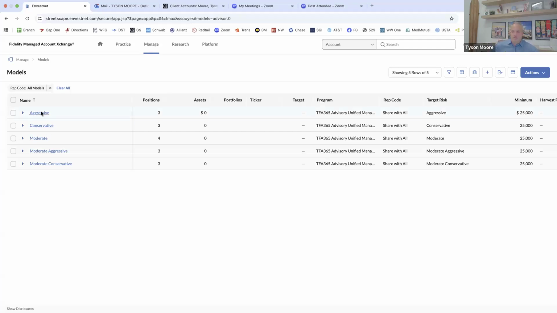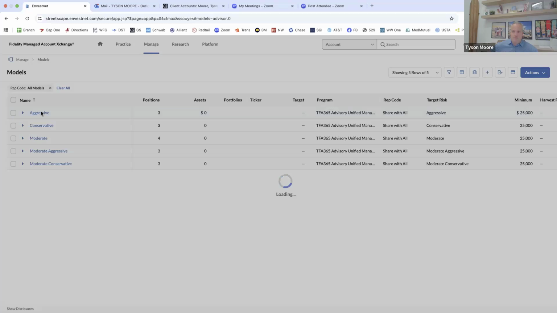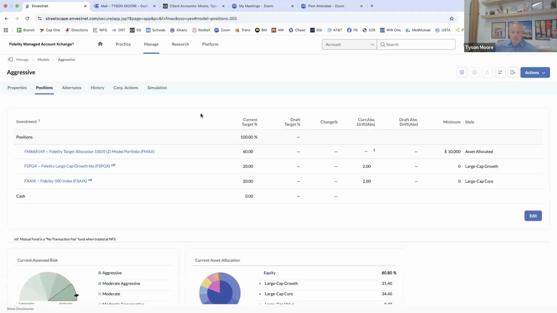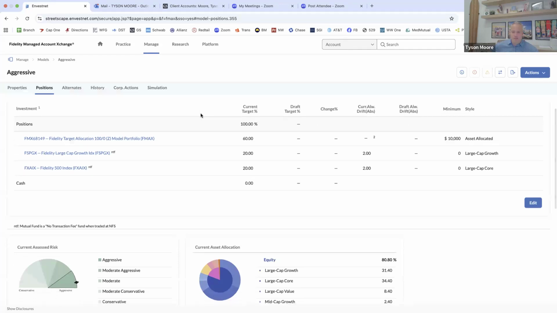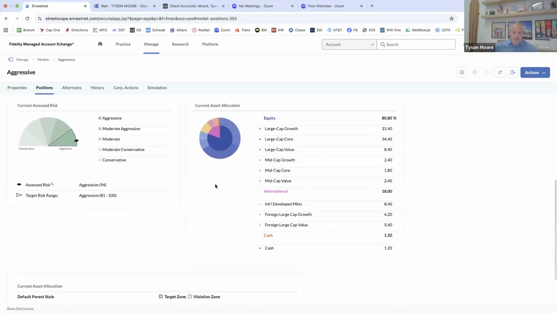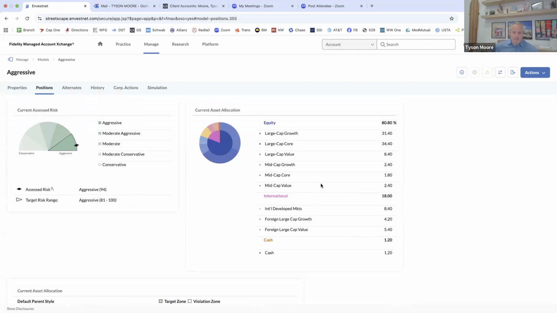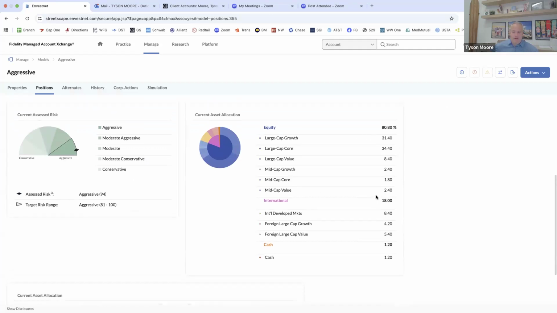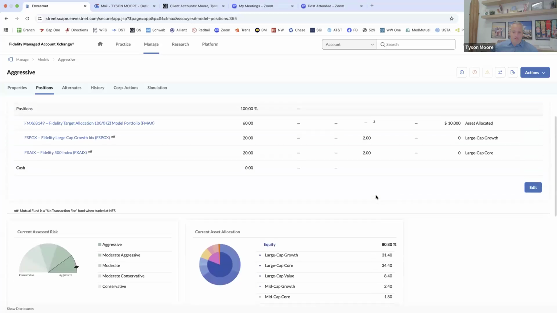But I'll take you through what I've done. If I start with aggressive, I go in there and this is the model I've built. Again, all of these are subject to change, but I'm using 60% that Z portfolio, all stocks, and then large cap growth and Fidelity 500. I just like how that allocation looks. I'm 80% US, 18% international, and that performance.